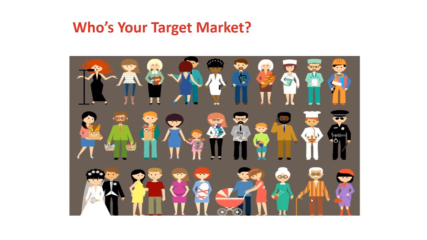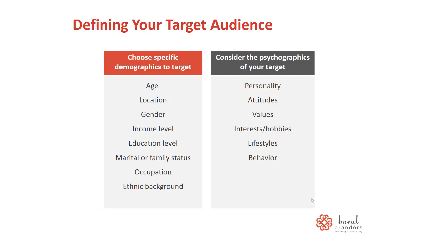Usually when you're talking about your target market, the first thing that comes to mind is demographics, right? Age group and location. But there's more to that. So when you're defining your target audience, you have to think not only about the age, location, gender, and everything that you see right here, but you also have to consider the psychographics of your target. Basically, the personality, hobbies, lifestyles, and the behavior in general.